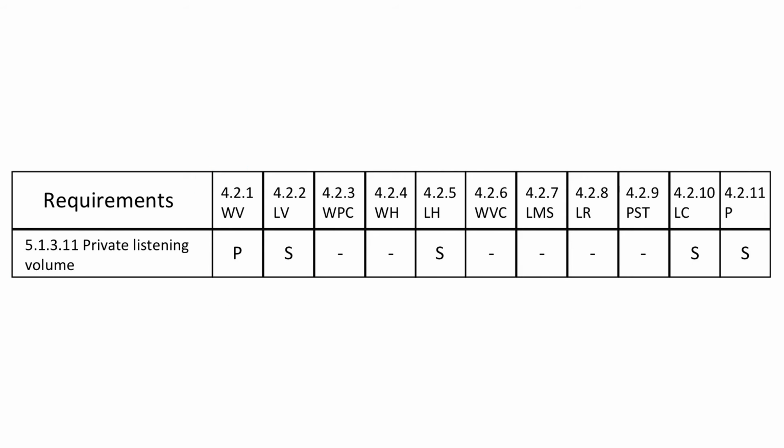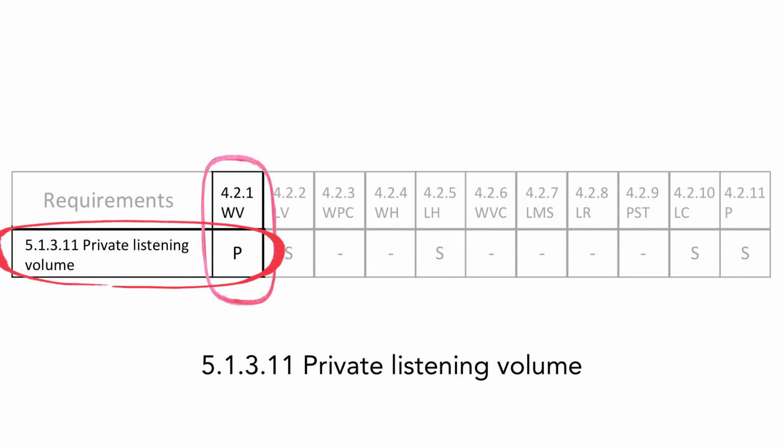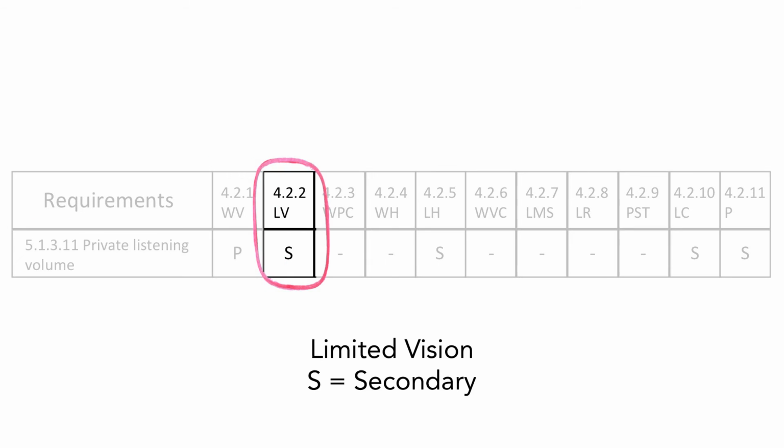The table can also be read the other way around. One way to support the needs of blind users is to provide private listening volume. Since blind users cannot see the screen, they need other means to use the interface. This can be provided via audio. If we go to the next column, LV stands for limited vision. Here the support is marked with an S for secondary, showing that the requirement provides partial support for this particular functional performance statement. This means that some low vision users may use the feature in specific situations.